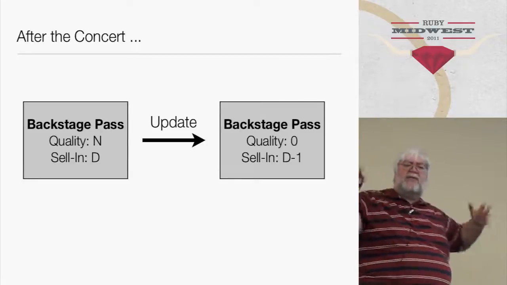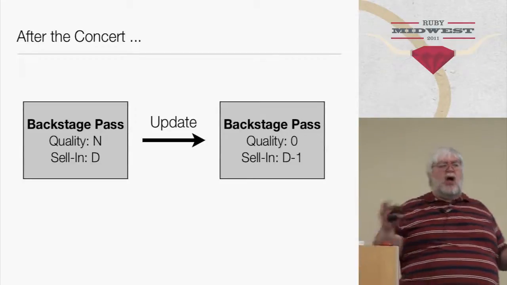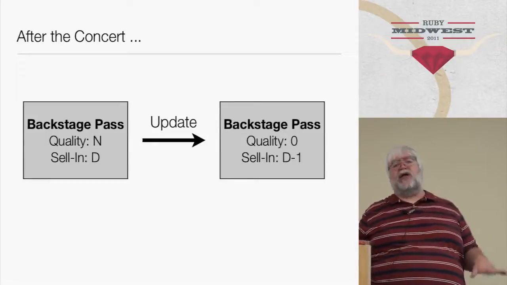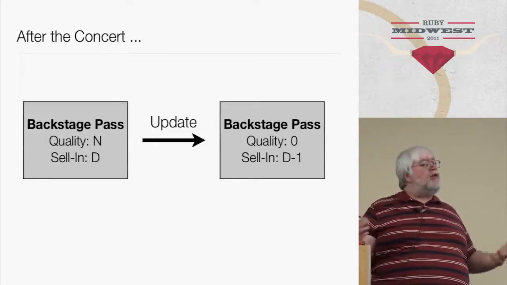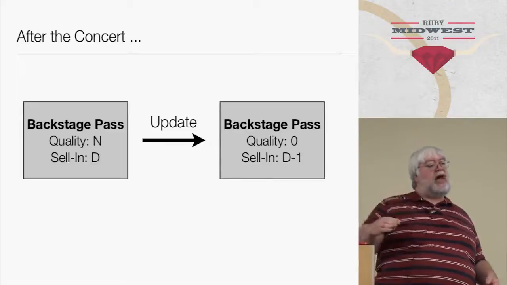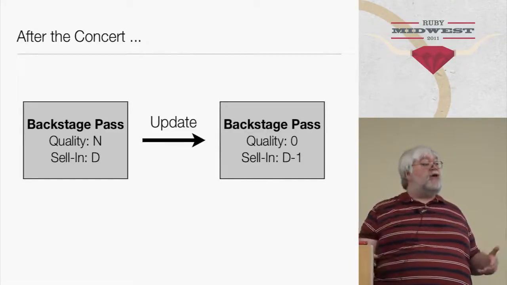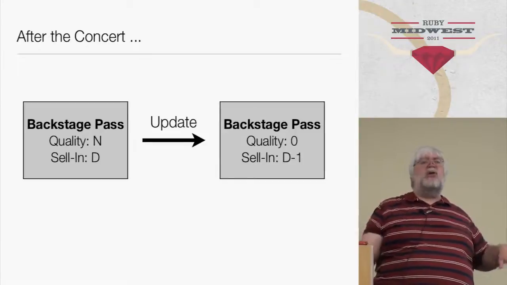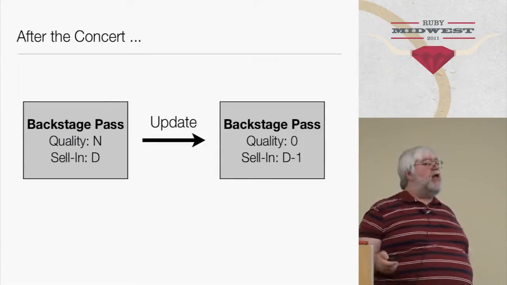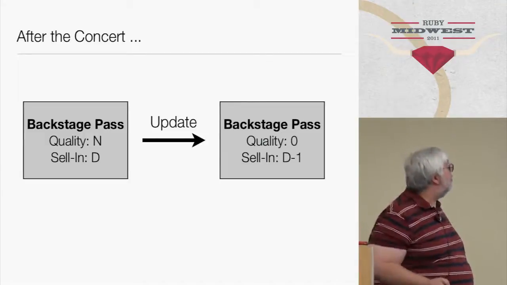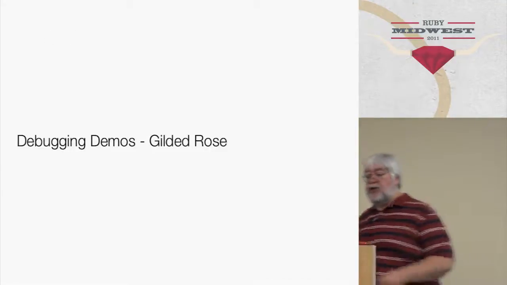So we've got a bunch of different items, all with different business rules on how the quality and the sell-in date change over time. And the Gilded Rose application takes a list of these items and walks them through all these various scenarios. And there are some unit tests, yay unit tests, set up to make sure that everything works. Okay, so let's demo the Gilded Rose.